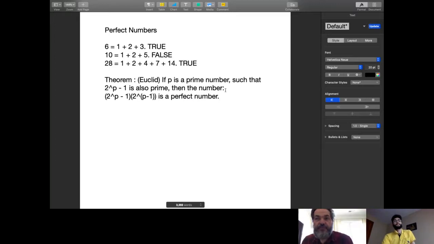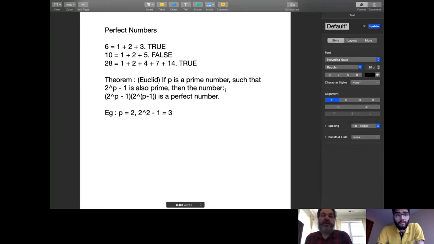Now let's check the first few cases before we discuss the proof. The first prime is p equals 2. Let's check 2 to the p minus 1. In this case it's 2 squared minus 1, which is 3, and it's also prime. So by Euclid's theorem, this produces a perfect number.